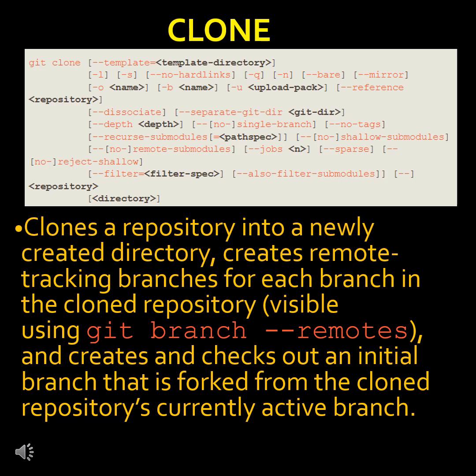Clone command. It clones a repository to a newly created directory with the branch which we provide. The command for that is git clone, the repository name, -b and the branch name, or else we can directly clone with git clone and the repository name which we want. And we have a few options here: -l, -s, --no-hardlinks, -q, -n, --bare, --mirror, -o name, -b for the branch name, -u for upload pack, and --reference for the repository references. So many options are associated with it.